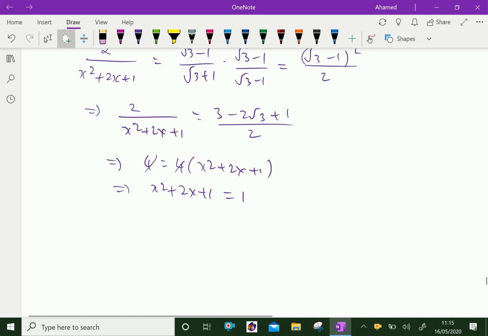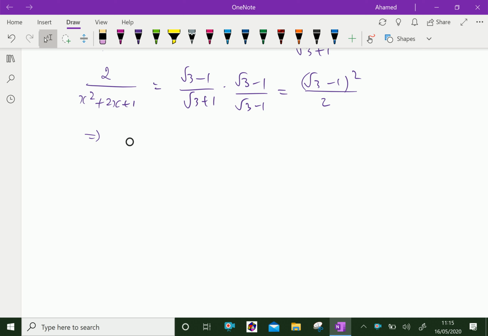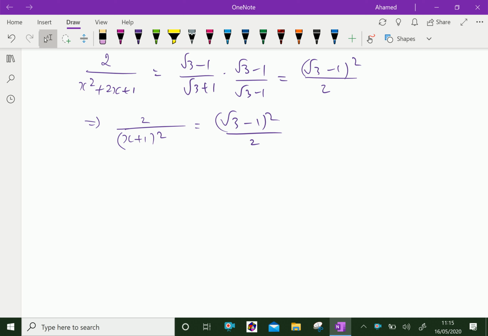Now we will do by simplified manner, can do this way. Now we have 2 over x square plus 2x plus 1, which is x plus 1 the square, equal this side is root 3 minus 1 the square by 2. Now by cross multiplying, which gives 4 equal x plus 1 the square into root 3 minus 1 the square.